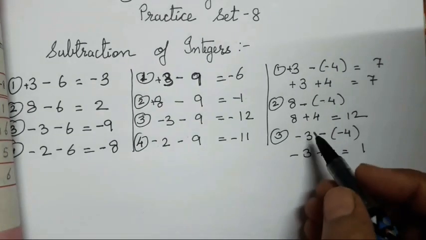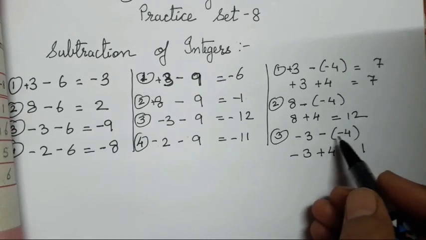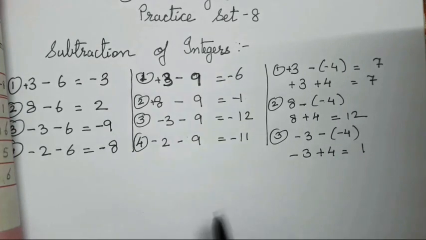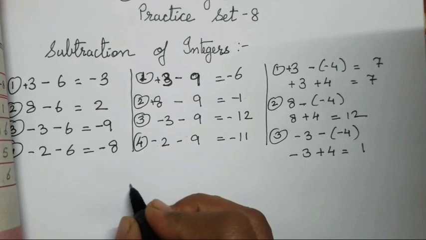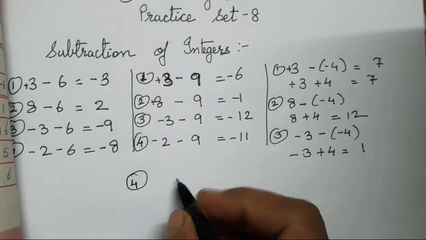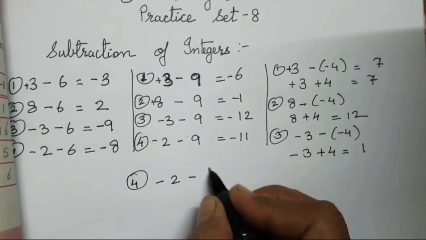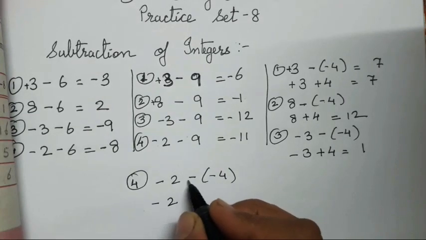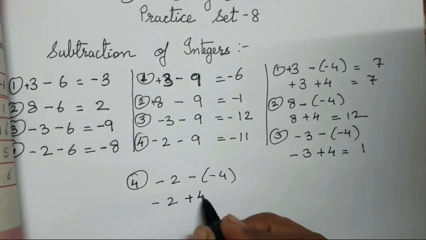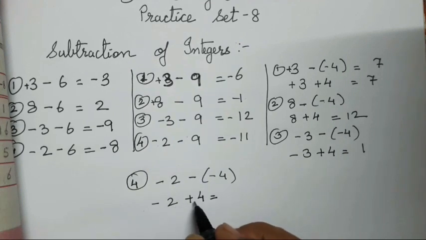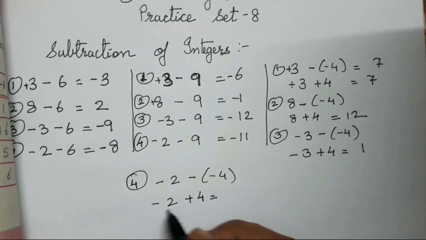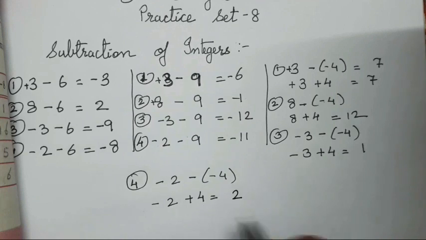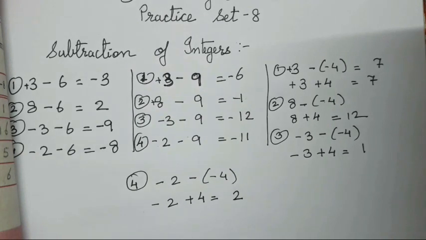So whenever there is a bracket and a minus sign, you have to solve it in 2 steps. Now fourth sum I will be doing over here, that is minus 2 minus minus 4. So as I said, first solve the bracket. Minus and minus will be plus 4. Plus and minus is going to be minus. 4 minus 2 is going to be 2. Sign of the bigger number, that is plus.